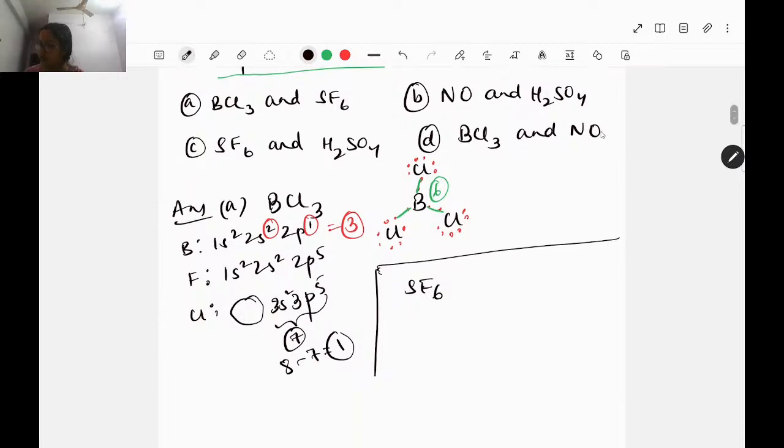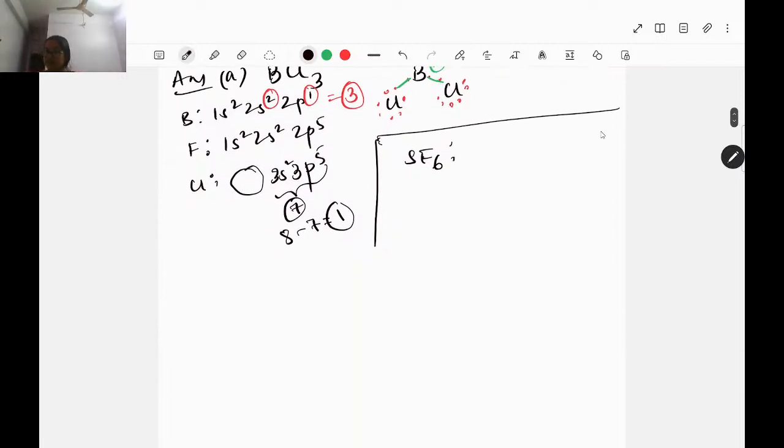SF6, how do we draw that? Sulfur is in the oxygen group. Oxygen has 6 valence electrons, so sulfur will also have 6 valence electrons. They will require 2 electrons to complete their octet. So oxygen or sulfur will require 2 electrons to complete their octet.